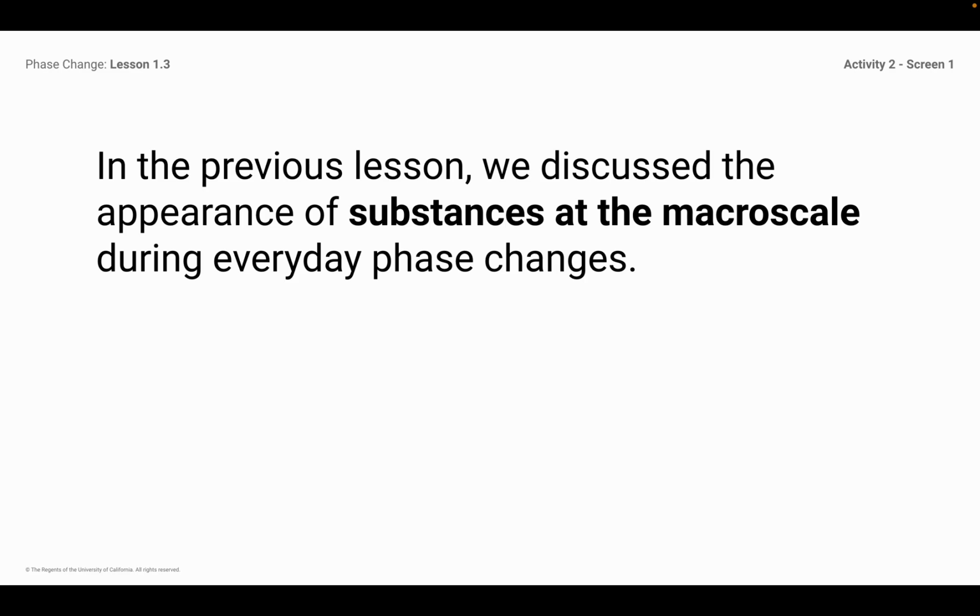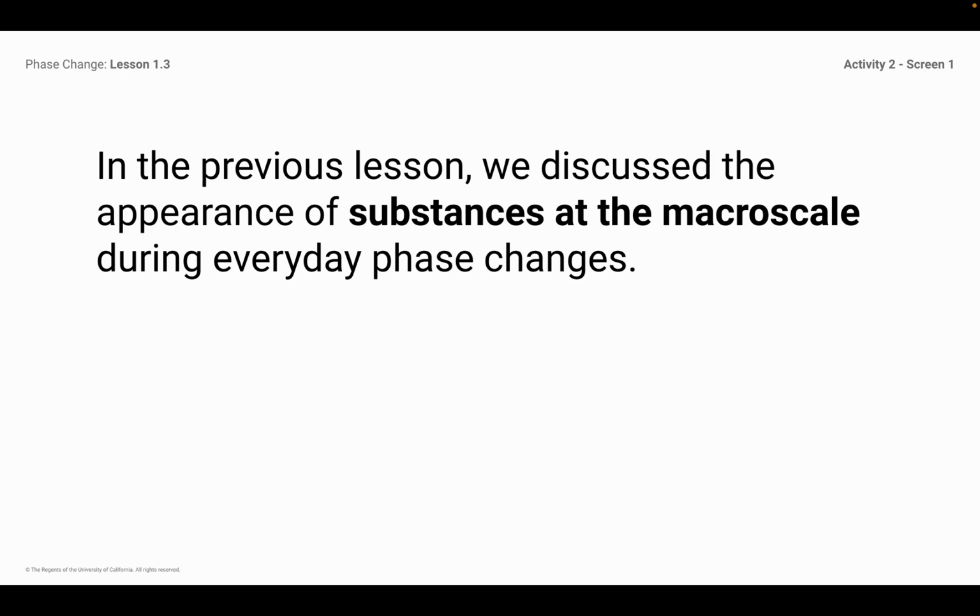And in the previous lesson, we discussed the appearance of substances at the macro scale during everyday phase changes. So what we see, the appearance of a solid, an ice cube, or yesterday we had an example of a balloon. That's a solid because it holds its shape and does not take the shape of a container. A substance at the macro scale is just looking at what something looks like using only the naked eye.